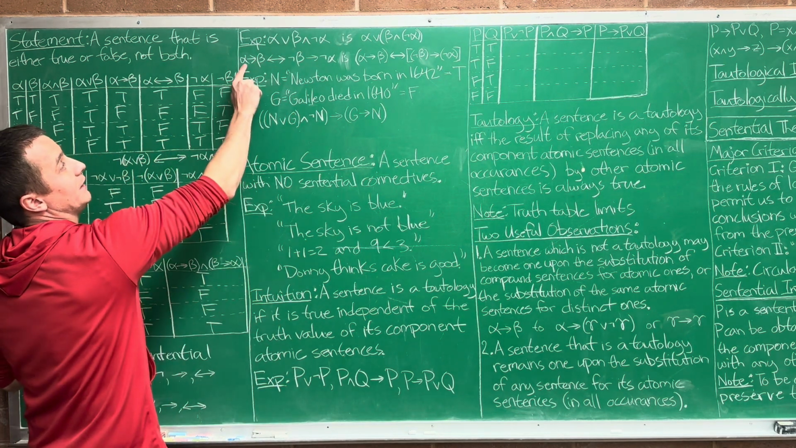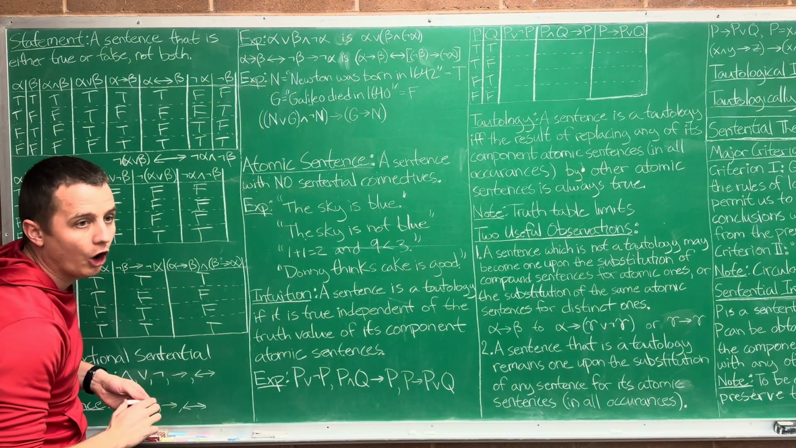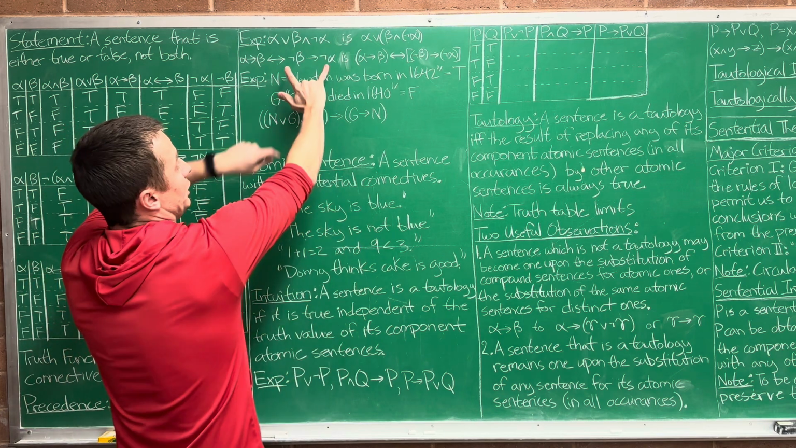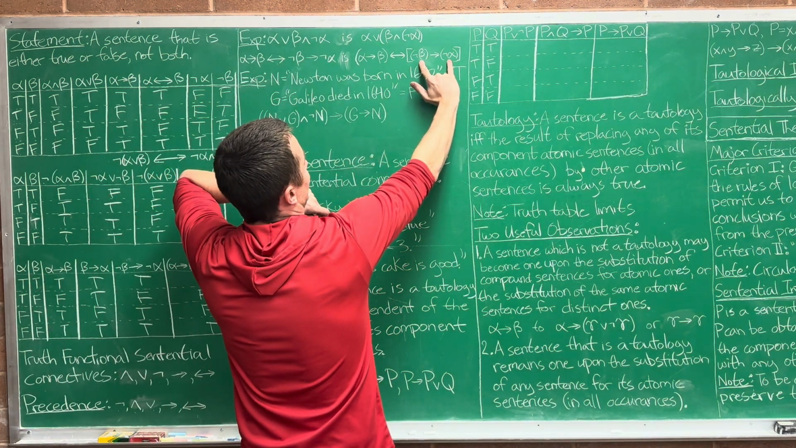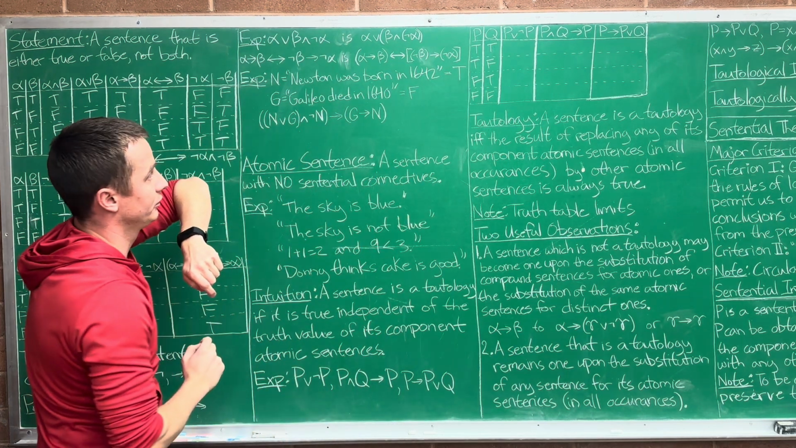Here's another one. If I say alpha implies beta is logically equivalent to not beta implies not alpha, and we put all our parentheses on there, what do we do first? Our nots, so put parentheses around that, then our implies, and then finally our equivalence.